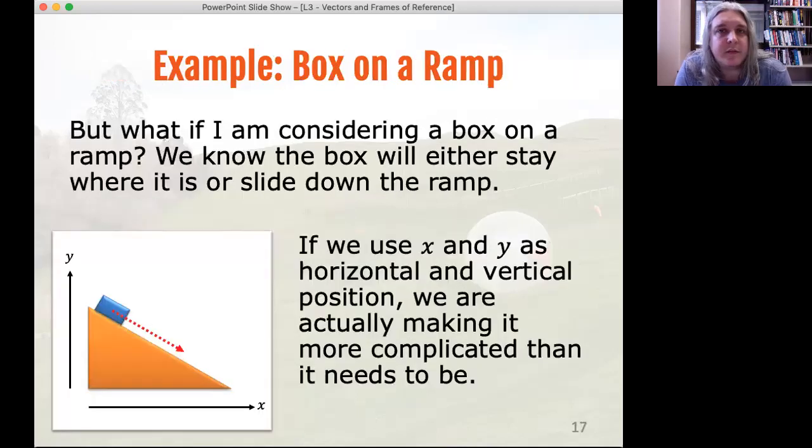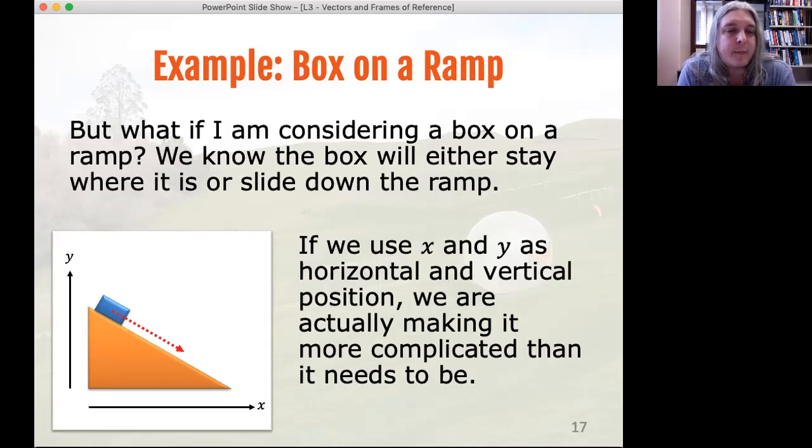But sometimes there's motion where, as I said, using an x-axis parallel to Earth's surface isn't actually the best idea. For example, let's look at this box on a ramp. We've got a blue box sitting on an orange ramp. We know from experience that either the box will stay where it is or it will start sliding down the ramp. If no one's pushing it, pulling on it, or holding it in any way, we've just got a stationary ramp and a box sitting on it. If there's enough friction, if it grips enough to the ramp, it'll stay where it is, or it'll slide down it. That's all it can actually do.